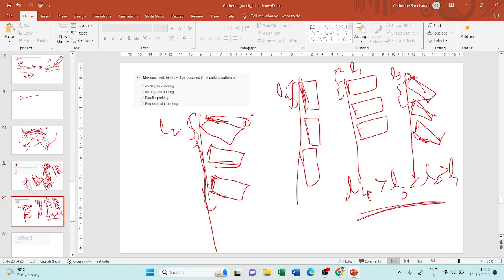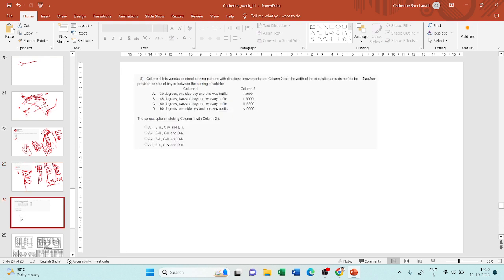Because this kind of parking covers a larger curb distance than compared to all the other 3 cases, right? So this maximum curb length will be occupied if the parking pattern is parallel parking. Okay. So moving on to the next question.